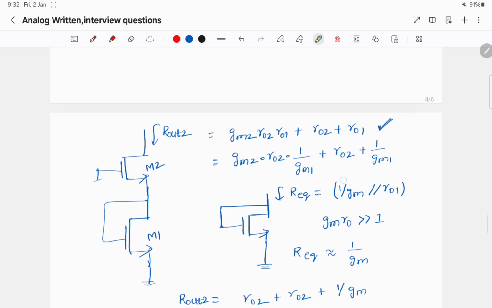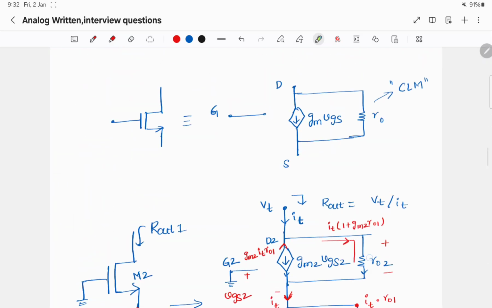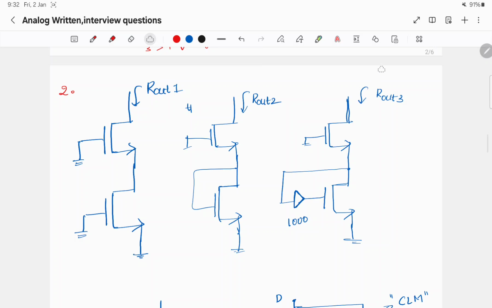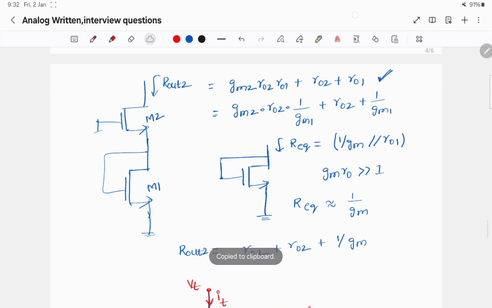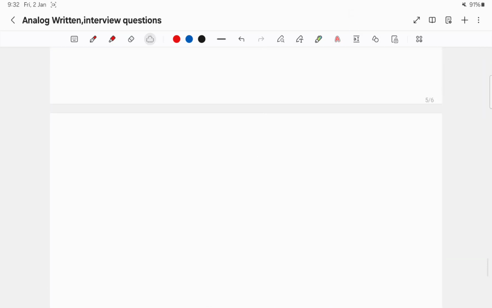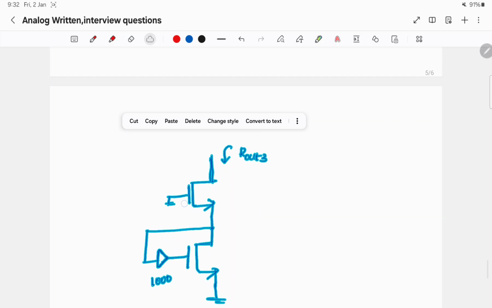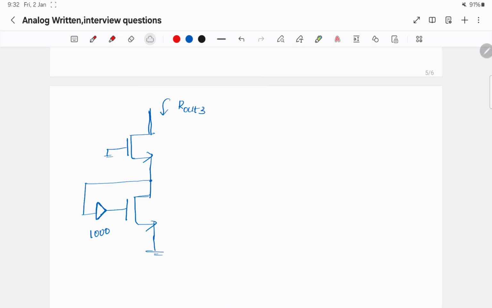And the third part is an interesting one. So earlier what we did, because it is diode connected, we know that the equivalent resistance is 1 by GM parallel RO1, but here it is not the case. Here they have given a gain of 1000 from drain to gate.